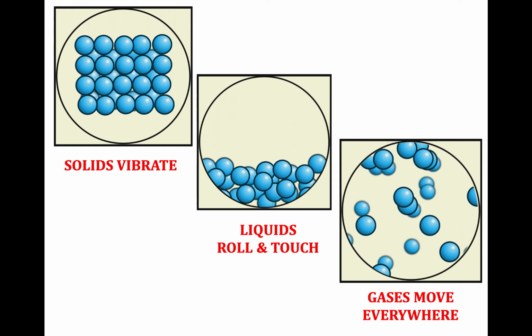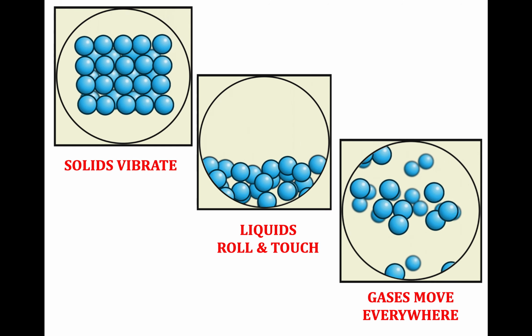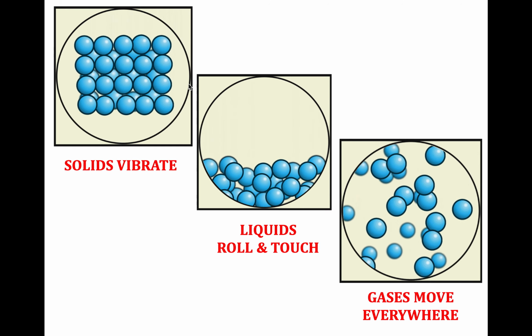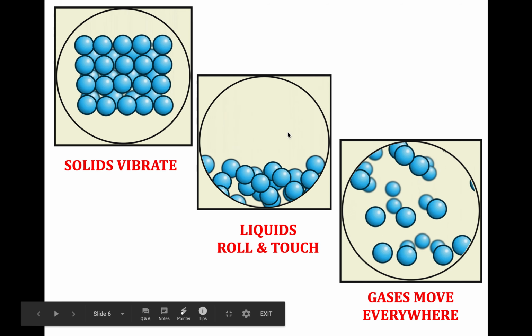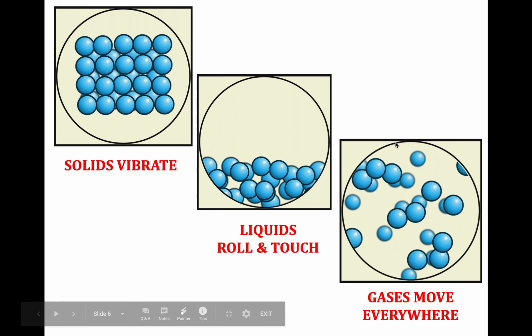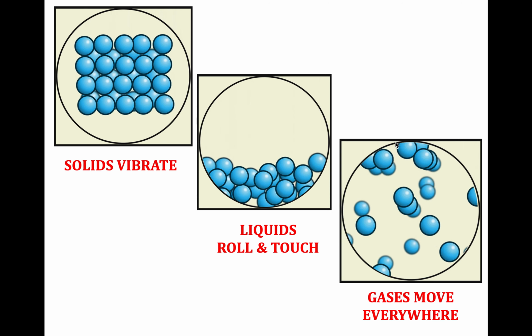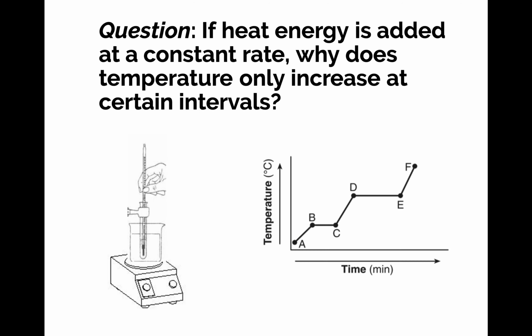Going back to our particle diagrams of solids, liquids, and gas, our three phases, you can remember that solids vibrate, liquids roll around and touch, but gases move everywhere. They are the particles that are the farthest apart and constantly moving. So back to this question. If heat energy is added at a constant rate, why does temperature only increase at certain intervals?